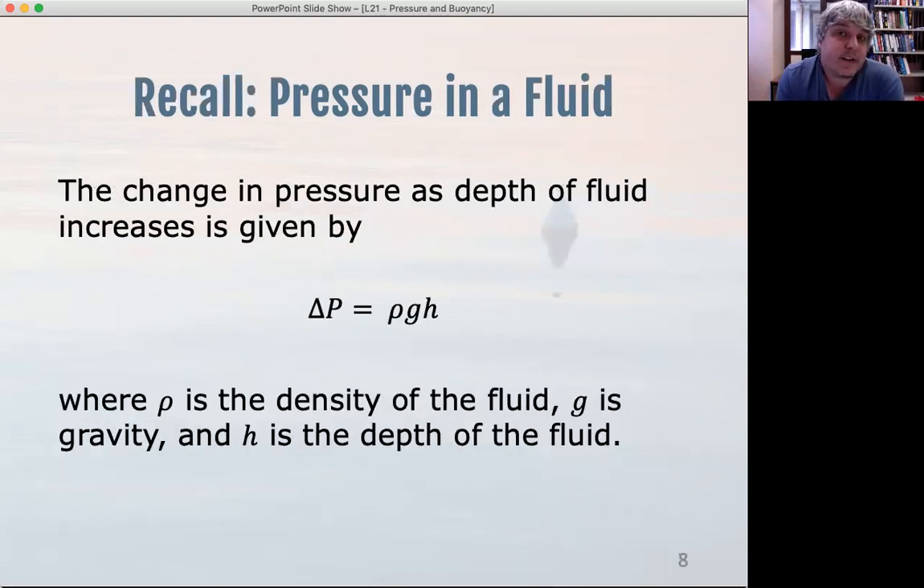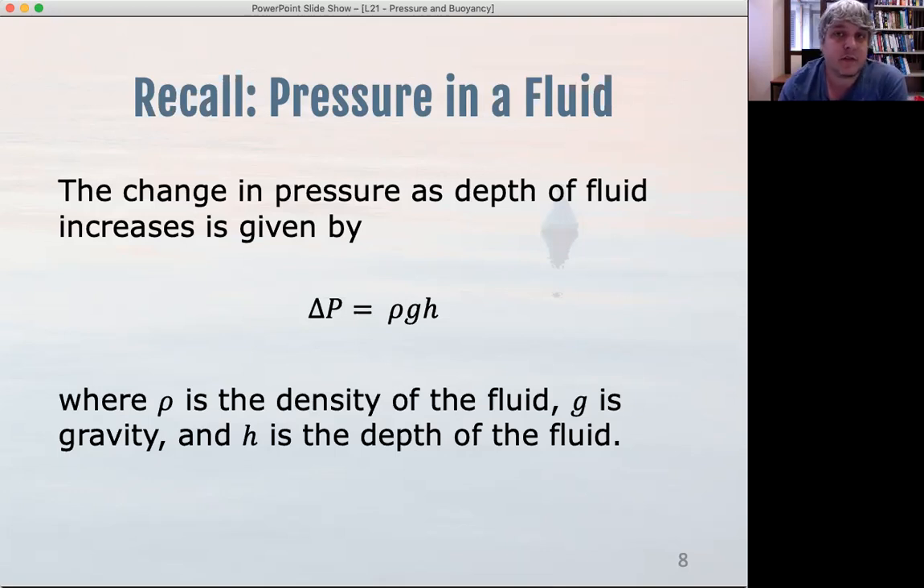We already talked about pressure in a fluid being rho gh. This is still perfectly true. We're not changing that at all. Pressure is still rho gh. Of course, as we talked about, that is the change in pressure as depth of a fluid increases by some distance h. There are, of course, external pressures you may need to take into account.